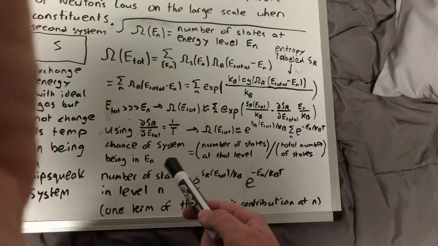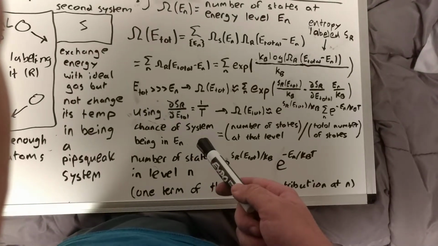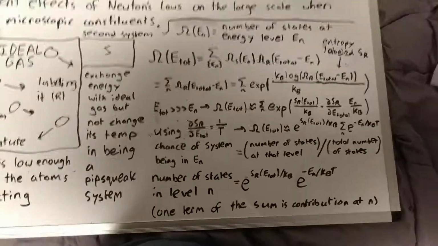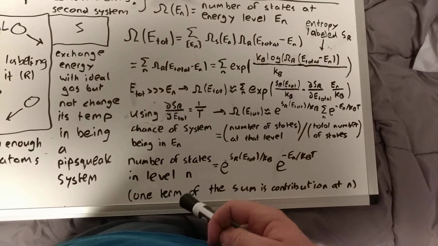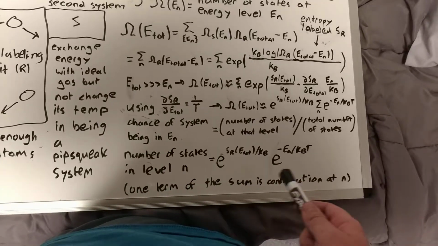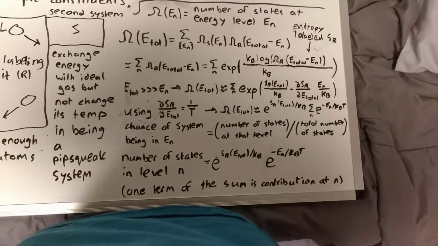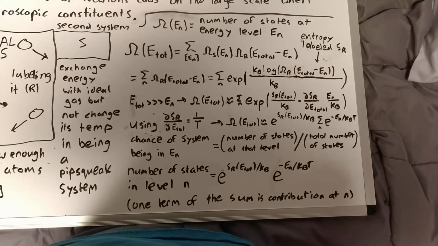The chance of a system being in a particular energy level is the number of states at that level divided by the total number of states. And the number of states in level N is just one term of the sum, because each term is the contribution at that energy level. And that's till next video.